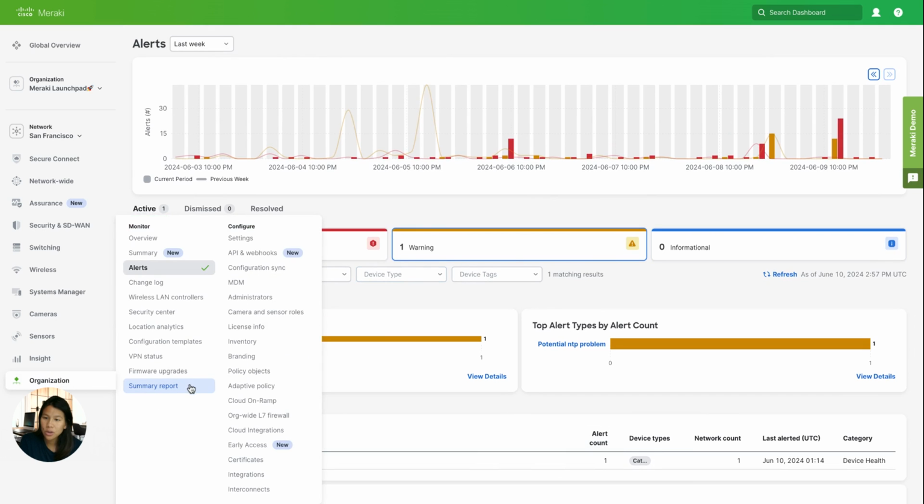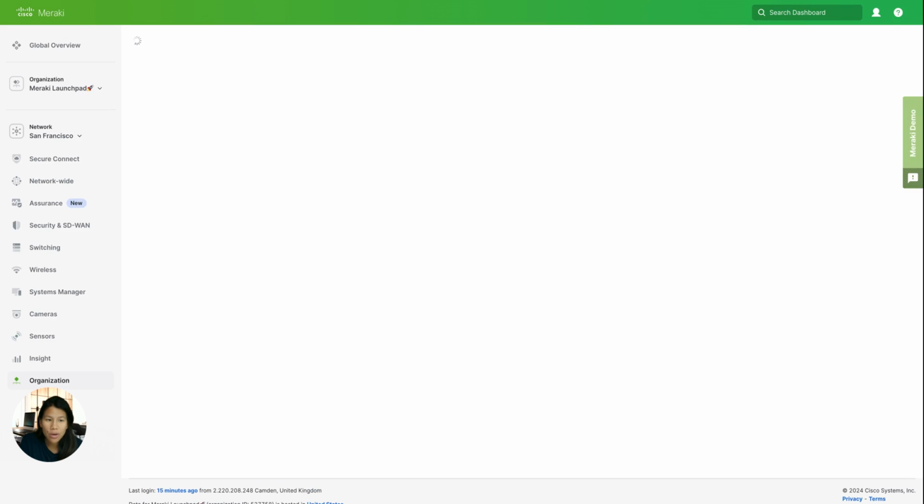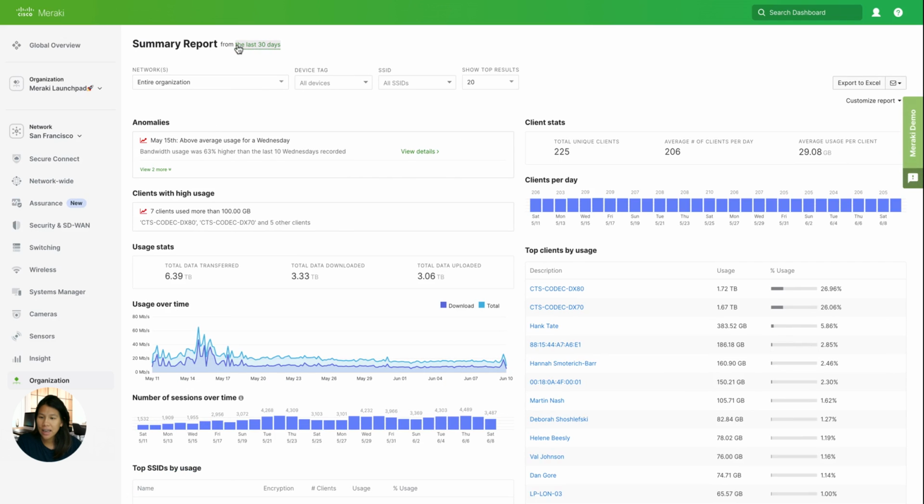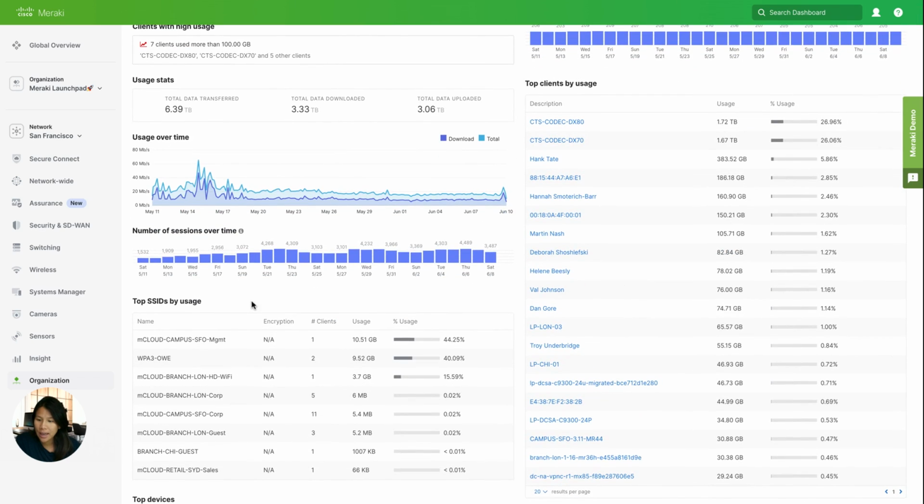Another thing we have that's quite interesting in terms of MSP reporting for our customers is the summary report, in which I can get the information over the past month and see, for example, if there were any anomalies, who are our clients that use our networks the most? In this case, it is this codec. These are basically video endpoints that use a lot of bandwidth.